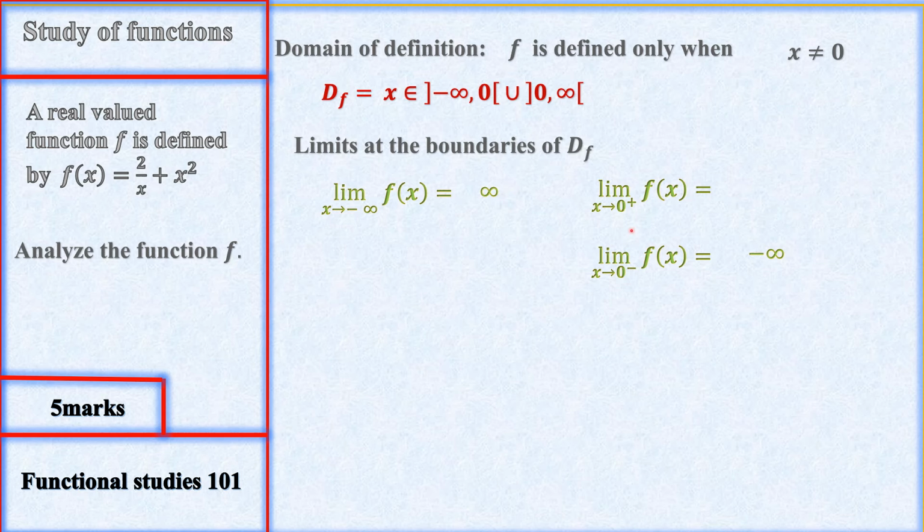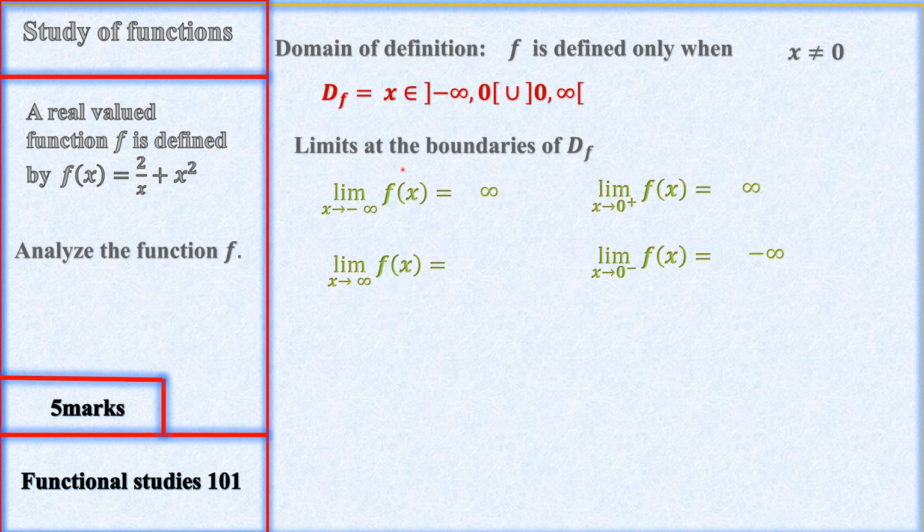X tending to, approaching 0 is small, so this becomes very large. And this one, when you square it, becomes very small. But when you take a very large number and add it to a very small number, it becomes even larger. So it tends to what? Positive infinity.